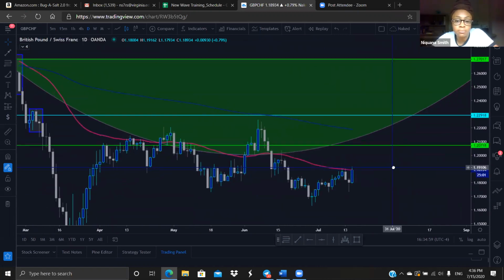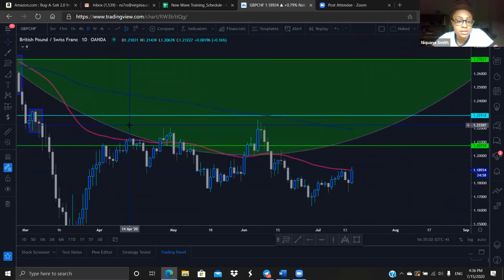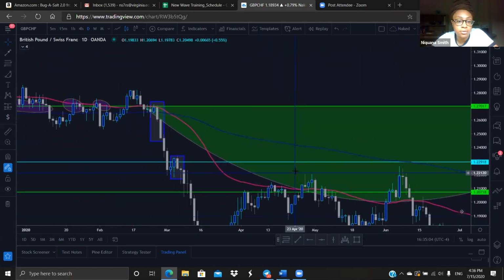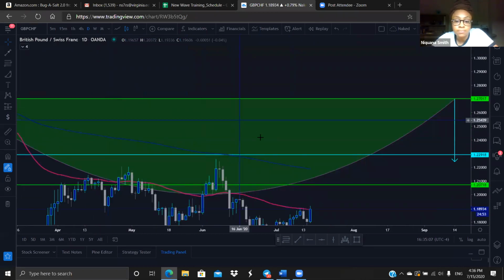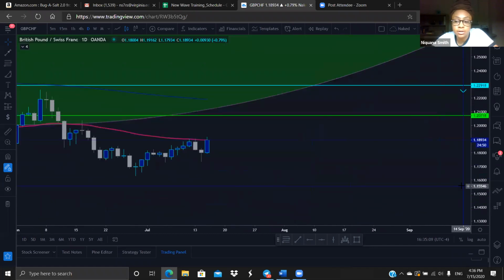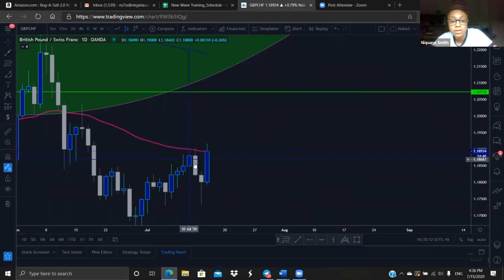So what I mean by that is, say for instance, pretend that this is a teacup right here. Now this is actually a good teacup. Why? Because the 50 EMA acts as a resistance, and price is pushing up against it. So I would expect it to sell off of this teacup here, also due to the fact that this 50 EMA is here.